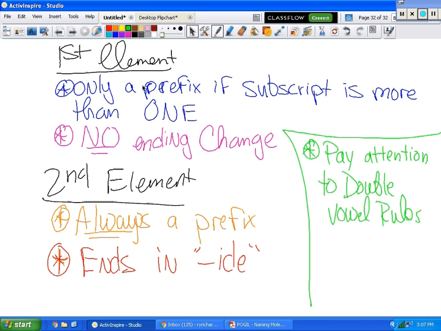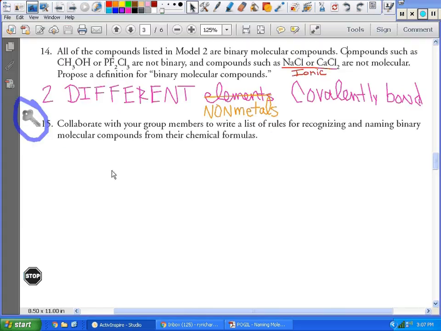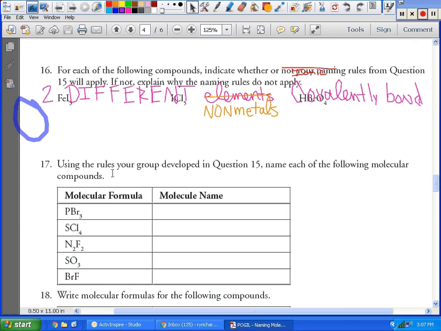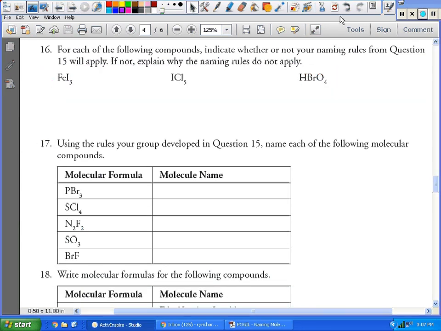All right, now, some of you were asking this question, and I completely didn't even pay attention to it when I told you not to do it. So number 16, for which of the following compounds indicates whether or not your naming rules that we just did will apply to these formulas? Which one of these will it not apply to? Very good. It will not apply to that one. Okay? This is actually an acid, and we'll get to acids later on.